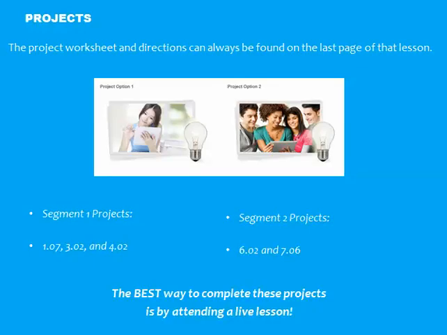There are 3 projects in Semester 1 and 2 projects in Semester 2. The project worksheet and directions can always be found on the last page of that lesson. So for instance, 1.07 project, the directions and worksheet can be found on the last page of the lesson 1.07. The best way to complete these projects is by attending a live lesson. That live lesson schedule can always be accessed, remember, on your main page where your teacher's picture is.